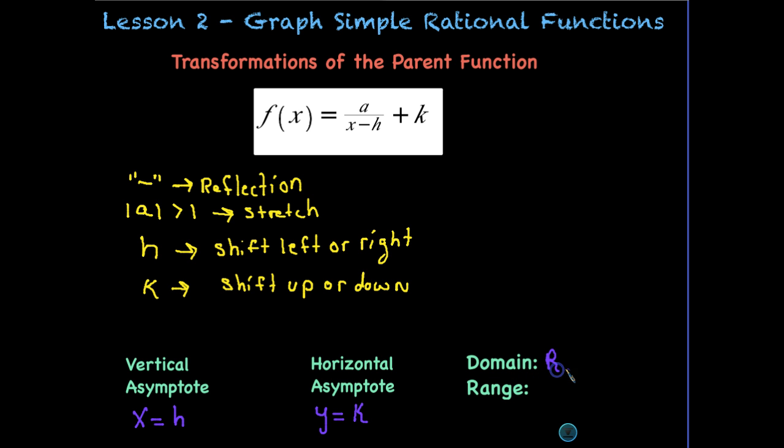Our domain is going to work the same way it did before. It's going to be all reals except whatever our asymptotes are. So for our domain, it's all reals except h, whatever h becomes if it's not 0. And our range will also be all reals except k. It's going to be very important that you write this slide down because this will really help you figure out the puzzle of how to graph transformations of a parent function. Let's go ahead and try 2 examples.